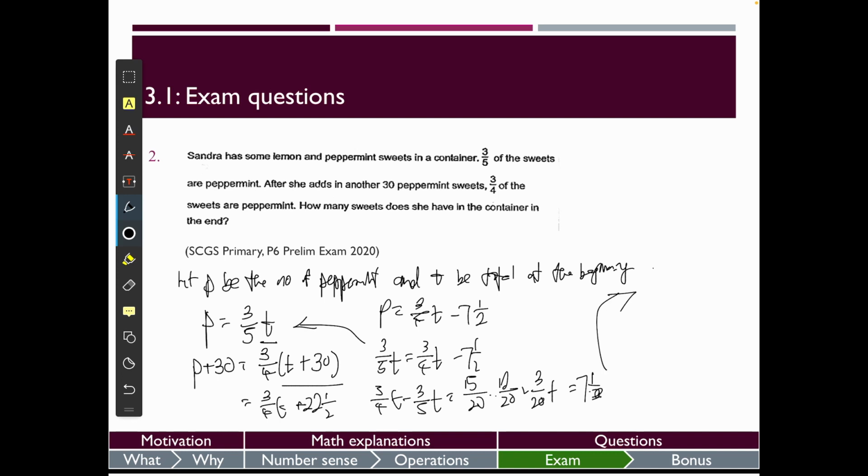Okay, so T is 7.5, which is 15/2, divided by 3/20, which is 15/2 times 20/3, 300/6, which is 50. So the number of sweets she has at the end is T plus 30, right? So it's 50 plus 30, which is 80. Okay, so the answer is 80.